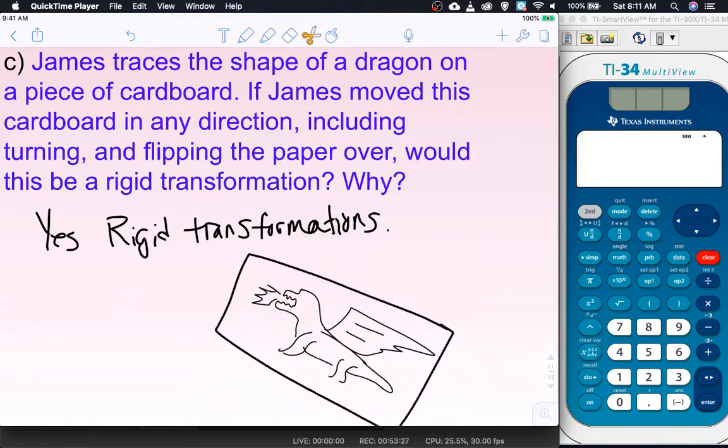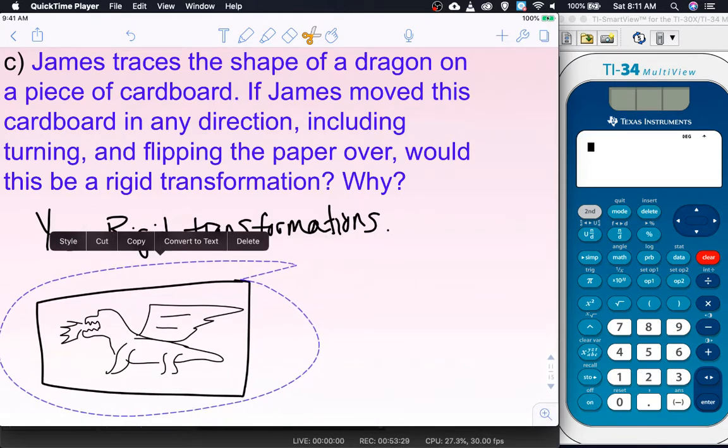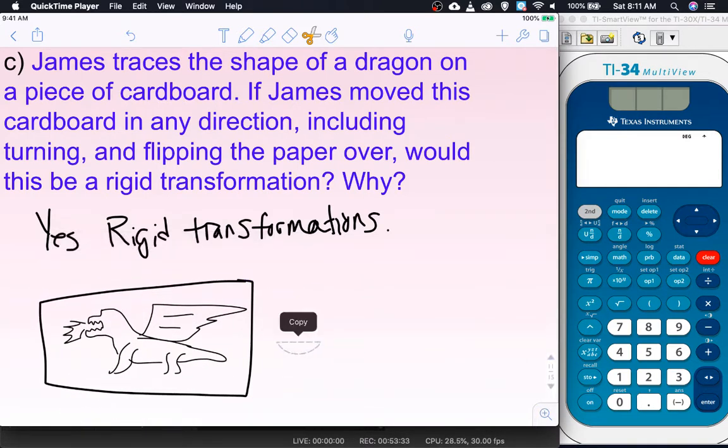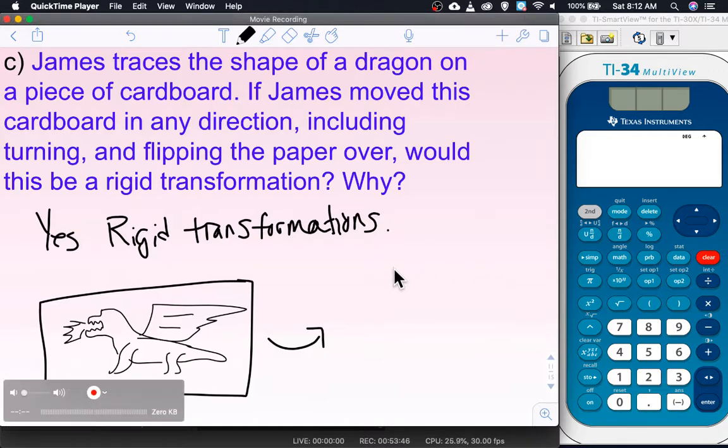I can't show a flipping, but if he takes the cardboard and flips it over, it would still be exactly the same. It's just flipped over, and now you can't see the dragon because it's on the back side of the cardboard. But it's still there. Okay, those are all rigid transformations. He can't make the cardboard bigger and smaller, and the dragon bigger and smaller with it.